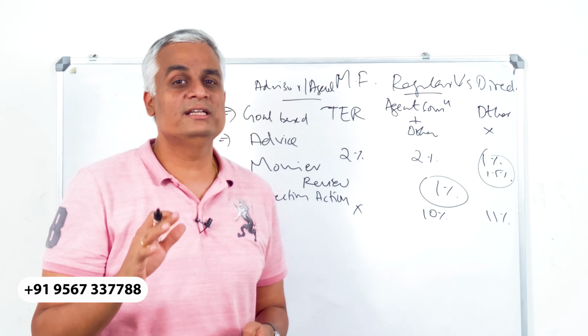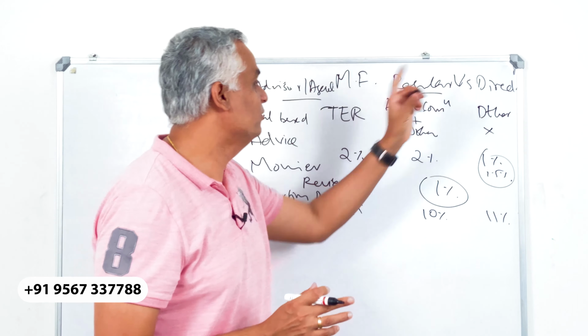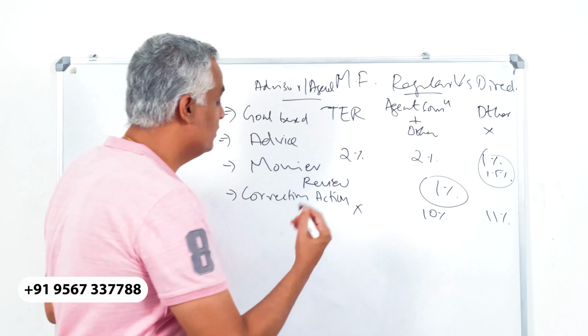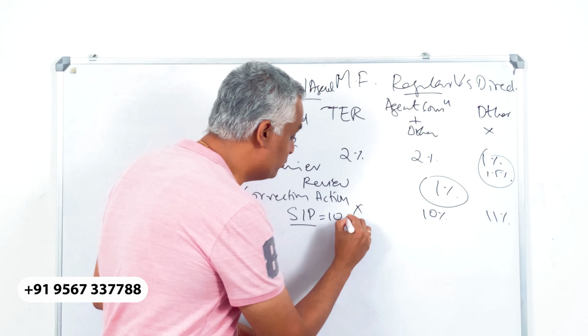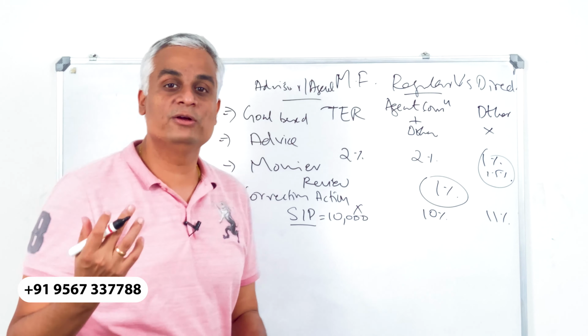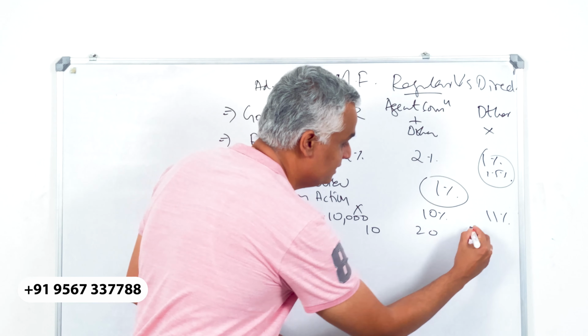So it is very important to see how our return will reflect if you choose regular or direct schemes. For example, if you are investing in SIP mode, monthly investing 10,000 rupees for a period of, let's say, 10 years, 20 years and 30 years.